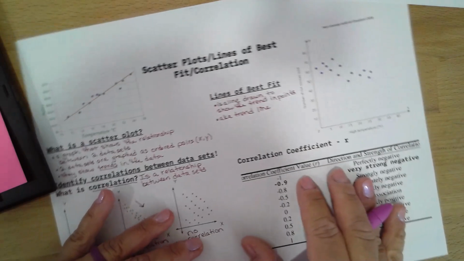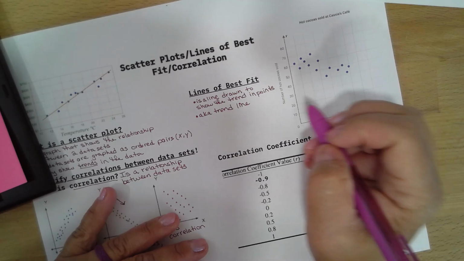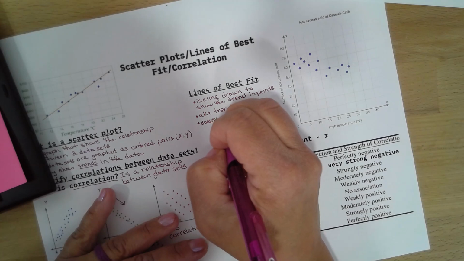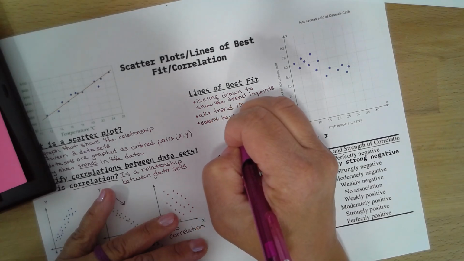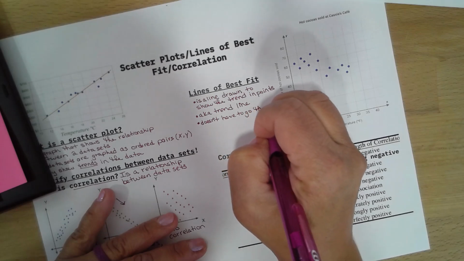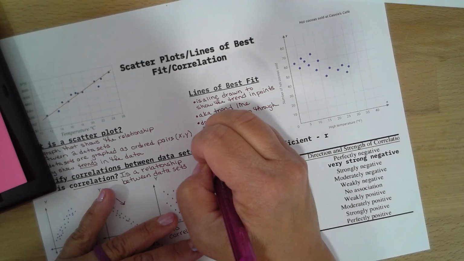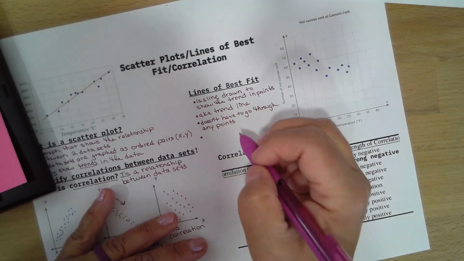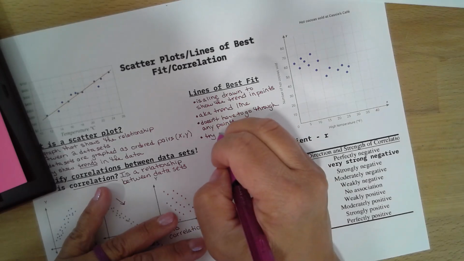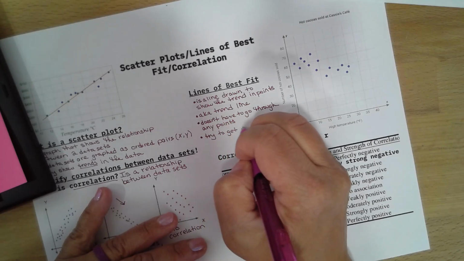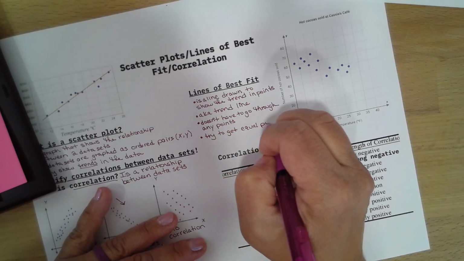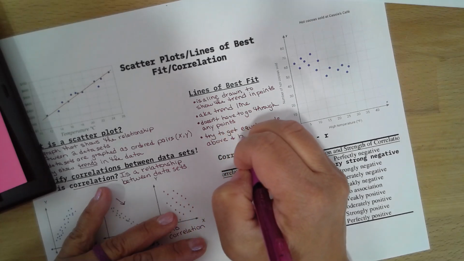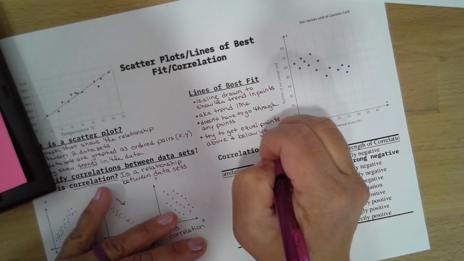We usually call it line of best fit in 7th grade or Math 8. Just FYI, it does not have to go through any points. And what you really want to do is try to get equal points above and below your line.